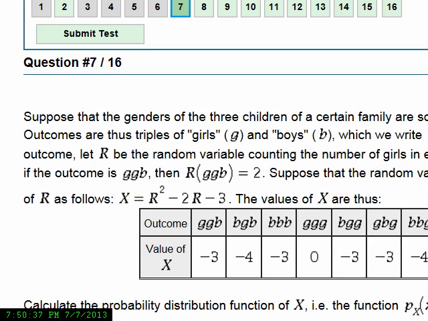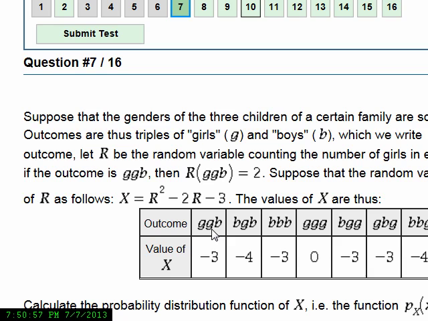So here we have the genders of 3 children of a certain family, soon to be revealed, and outcomes are thus triples of girls and boys. And we write GBG and BBB, etc. for each outcome. So here we have the outcomes of the triples.